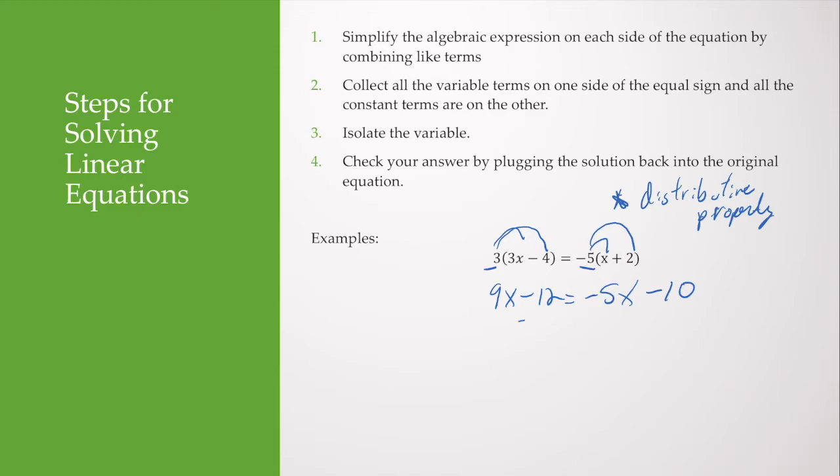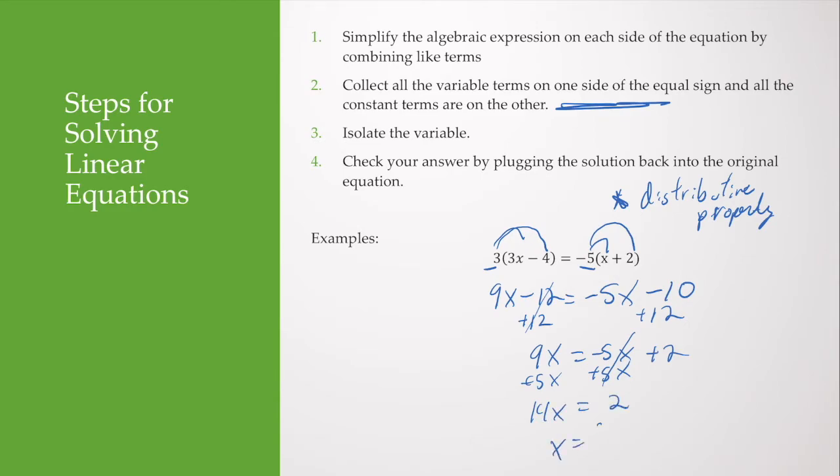I'm going to go ahead and add 12 to both sides because that will make these 12s cancel out. I've got 9x minus 5x plus 2. I'm also going to add 5x to both sides because that'll make this cancel out to 0. Again, we're collecting all of our variable terms on one side of the equal sign and the constant terms on the other. That gives me 14x equals 2. So I get x equals 2/14, which is 1/7. That would be our answer.